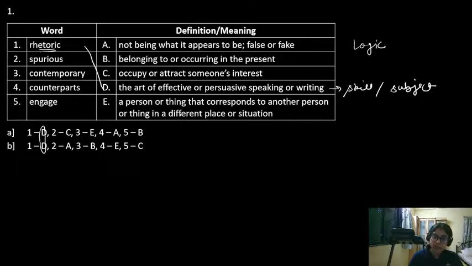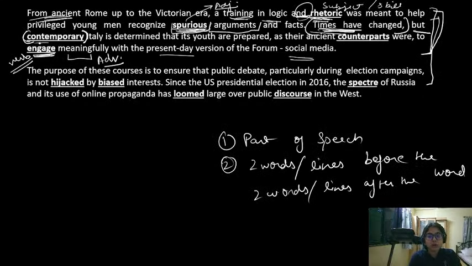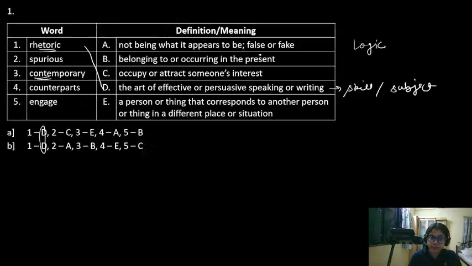So let us match the other words also. Contemporary, as we saw, was contrasting. Okay, but the times have changed, and now what is going on in Italy. So contemporary was a very easy guess. Contemporary means belonging to the present. Okay, so fourth should be, oh, I'm sorry, third should be B.